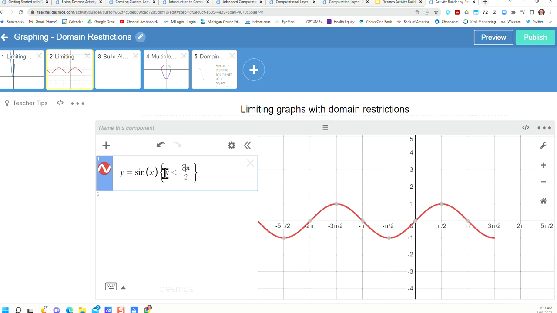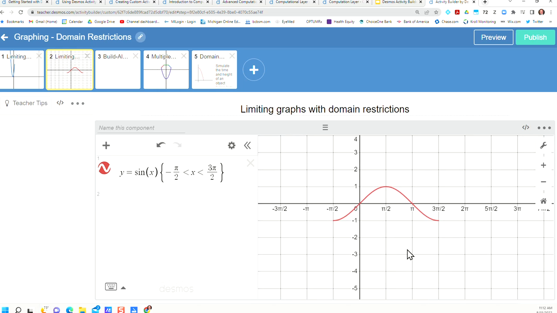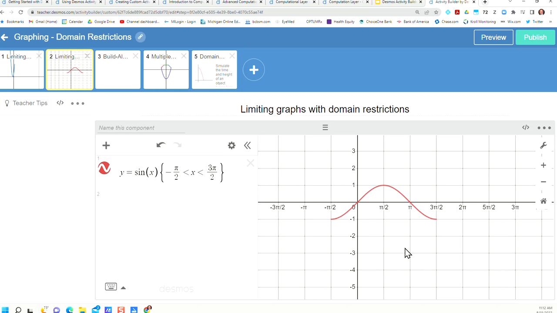Now, we can also make this have a beginning point as well. So we can make a double inequality, if you will. So if I want this to run from negative pi over 2 to 3 pi over 2, I can put this part in. Negative pi over 2 less than x less than 3 pi over 2. And now we see here in our graph just that portion of the sine wave between negative pi over 2 and 3 pi over 2.